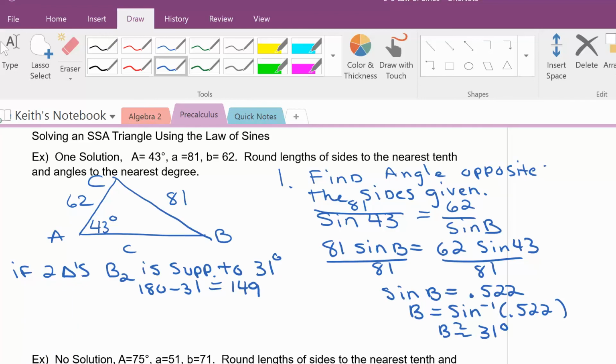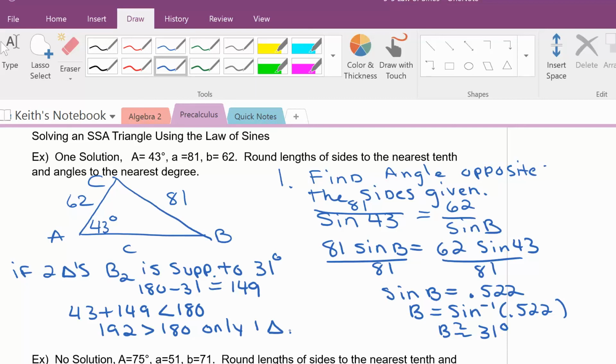Now, what you're going to do is say, okay, if there were two triangles, then it would be in the same triangle with 43. So then 43 plus 149 has to be less than 180 in order for that to be a triangle. Well, 43 plus 149 is 192. That is greater than 180. So there's only one triangle. So that's how you determine if there's one triangle. All right, so it's too big. So there's only one triangle.